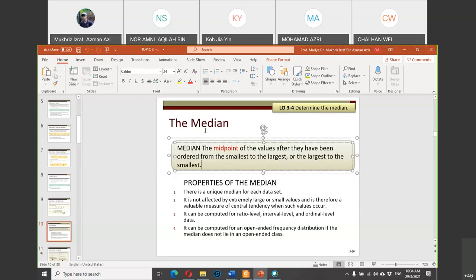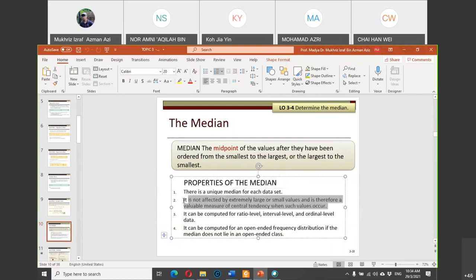So the median is basically the midpoint that you obtain by arranging your data according to value, from smallest to highest. Just like the mean, whenever you are looking for the median, there should be only one value. You cannot have two medians in one data set. So only one median. That's why it is also a unique value. And this is the main advantage.